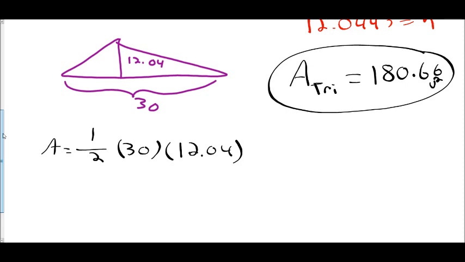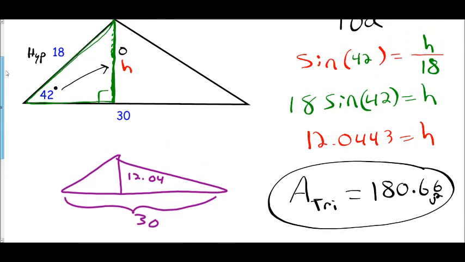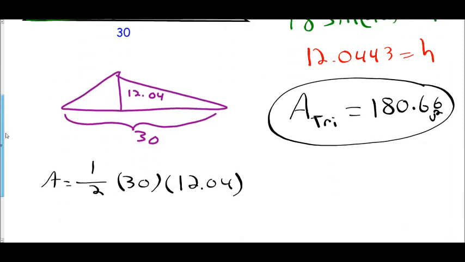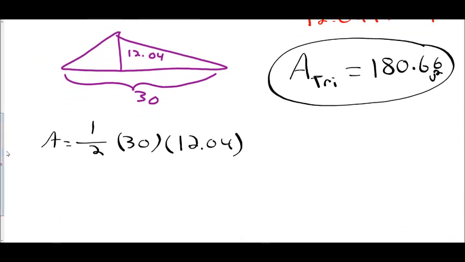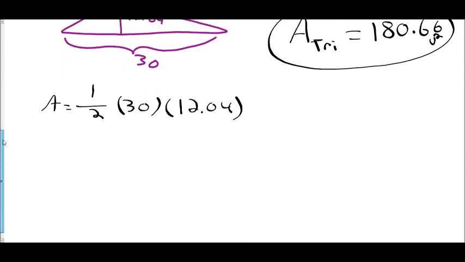Let's just see if that roughly makes any sense. It's 30. It's that tall. It's 12 tall. So I guess it makes sense that it would be around that much. Actually, I like that. So 180.66. Do we have an agreement on that? Okay, good. So that's really how you're going to find the area of the triangle using trigonometry.